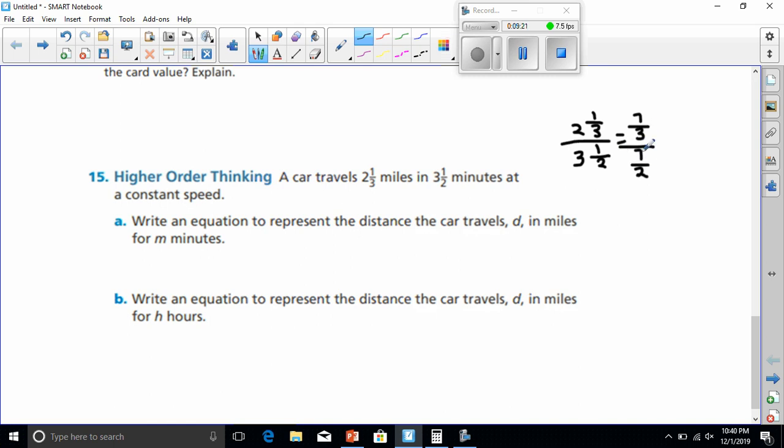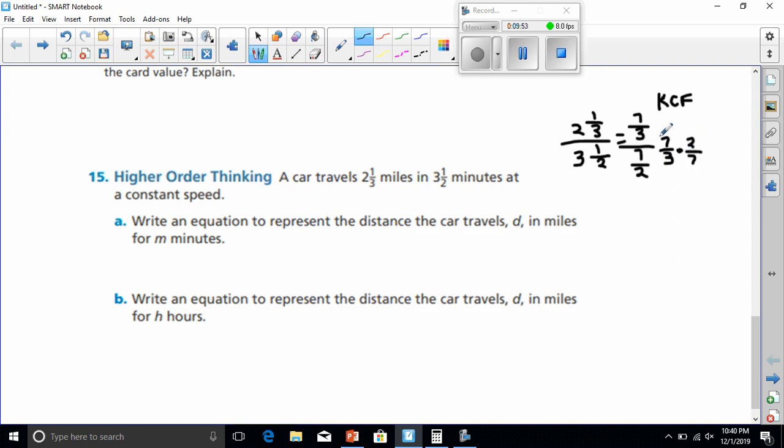And now we have a fraction over fraction. We're going to use KFC to solve this. So we keep the first one the same. So that's 7/3. We're going to multiply instead of divide. Now we have to flip, right? We change from division to multiplication. Remember KFC or KCF, whichever one you guys learned. We keep the first one the same. We change from division to multiplication. And we flip the second one. So this is going to be 2/7.